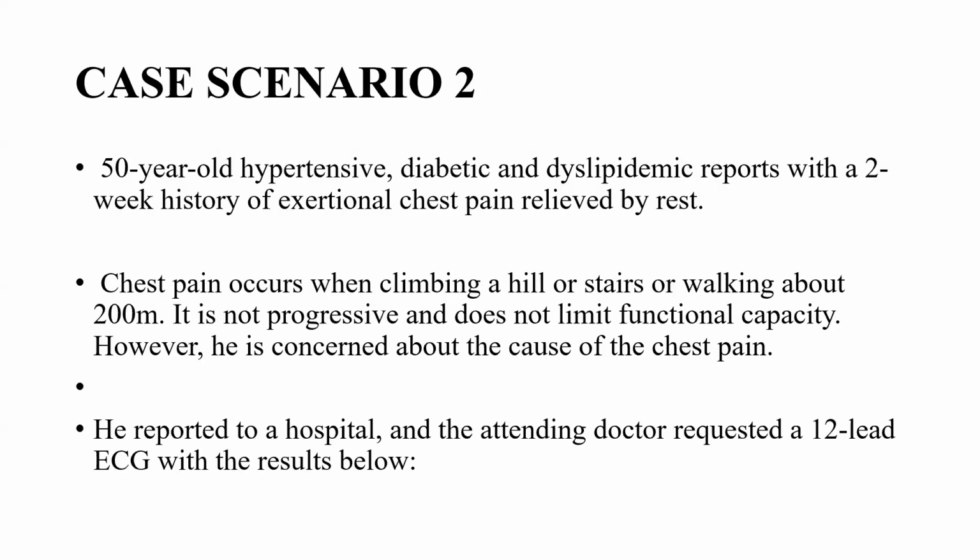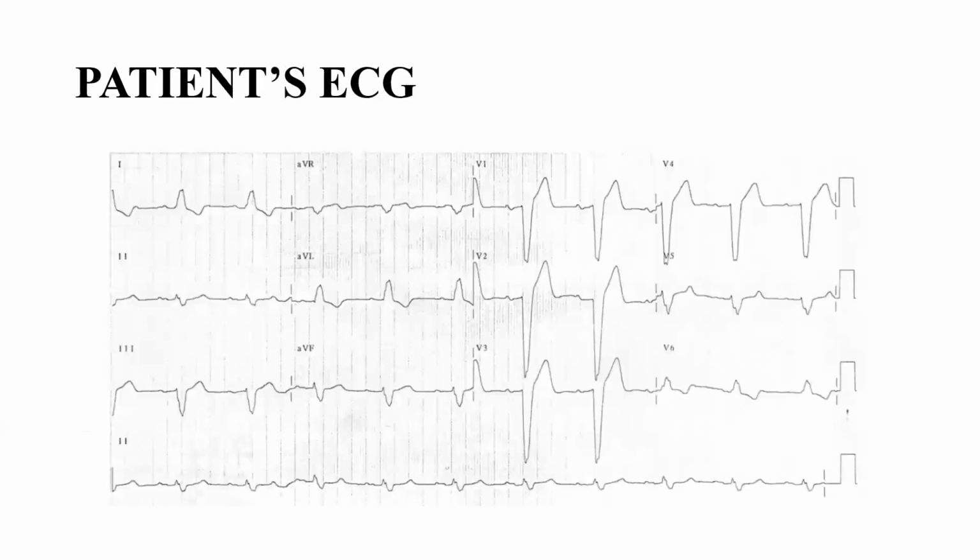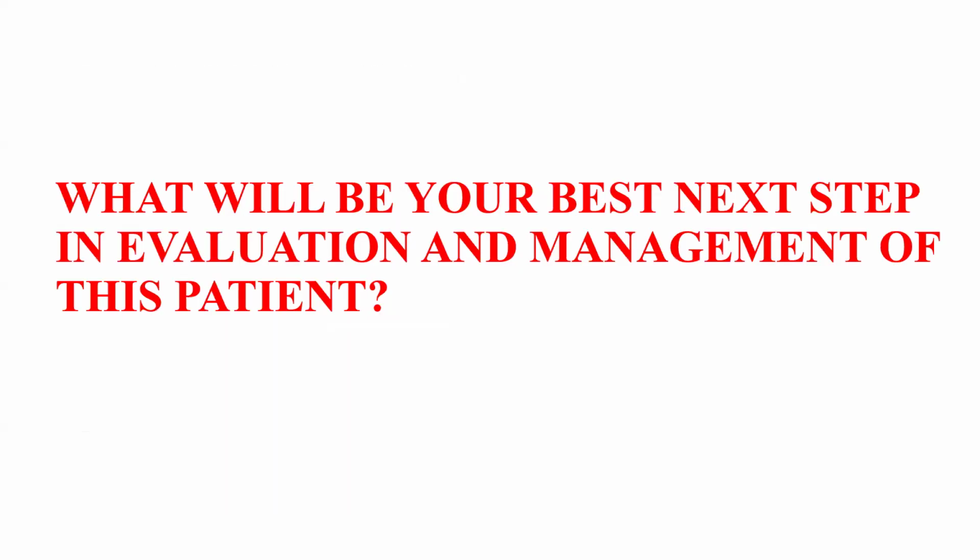Okay, so 50-year-old hypertensive diabetic dyslipidemic, chest pain when climbing hill or stairs or walking 200 meters. He's fine in terms of function. He's just concerned. Reports ECG shows this. What will be your next step in evaluating this patient?